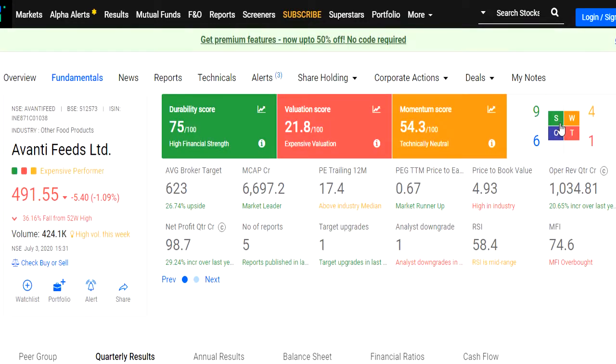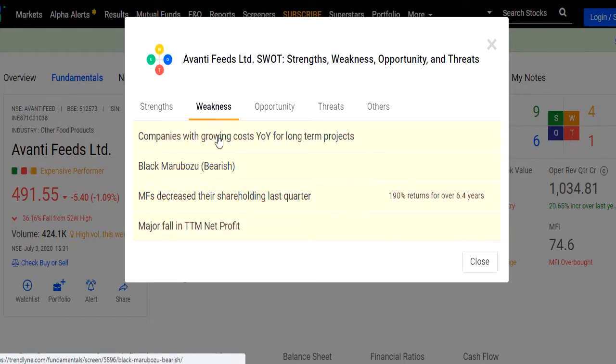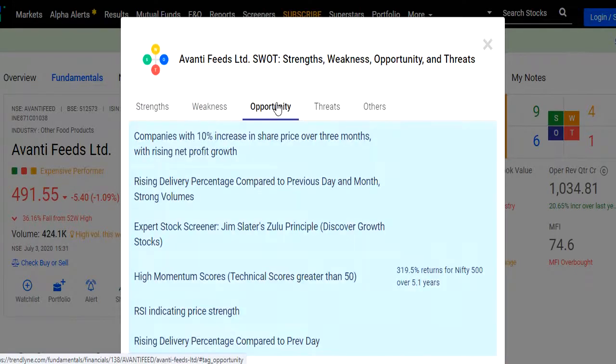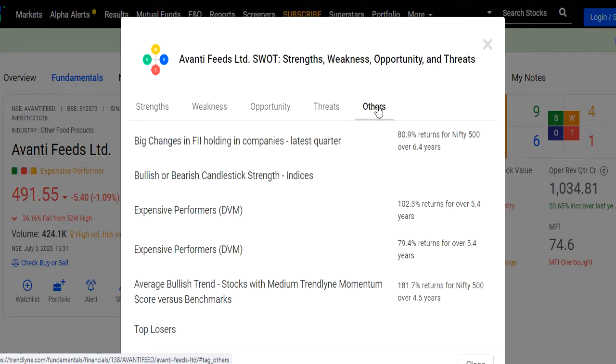So the interesting part, I'll open this SWOT analysis, guys. If we go for the SWOT analysis of Avanti Feeds, you can see the strengths here. These are very important factors we need to consider, and what is the weakness of the particular company, what is the opportunity in the future, what are the threats, and others. This is one of the most important things to consider for fundamental analysis.